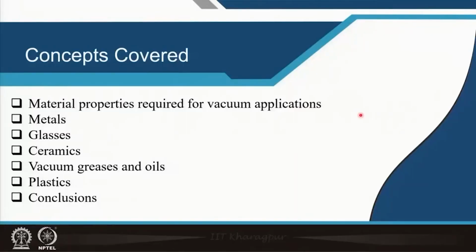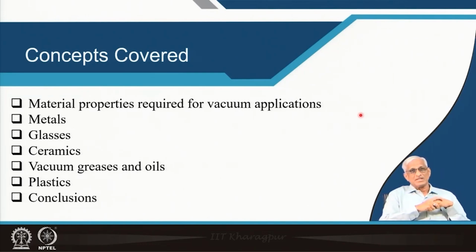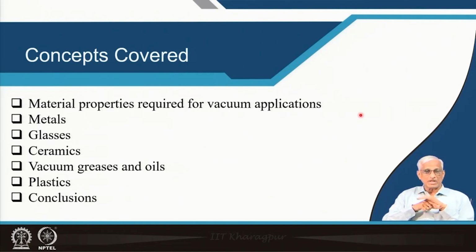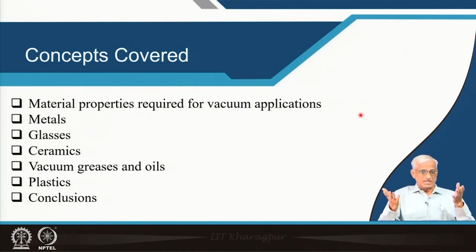Well, the concepts that are going to be covered in this small talk of half an hour. Of course, we cannot explain everything in detail in a limited period, but I will try my best to give you glimpses of various important points. The material properties required for vacuum technology will be highlighted in the beginning. Then in light of that, we will see what type of metals and glasses to choose, and how you select ceramics, and whether any special treatment is there to make them suitable for joining with metals.